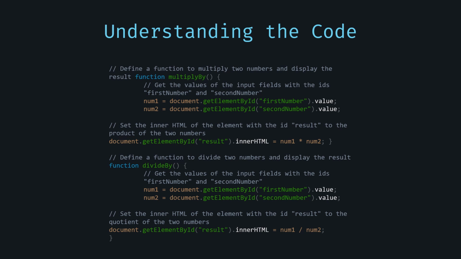Let's break down the code. We use document.getElementById to fetch the input values. The star and slash operators perform multiplication and division, respectively, and we update the result using innerHTML.